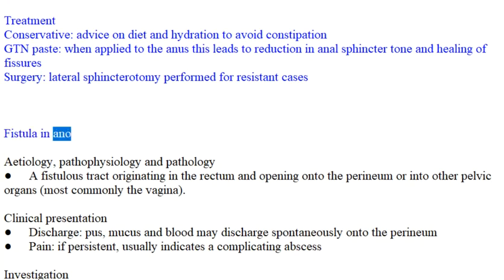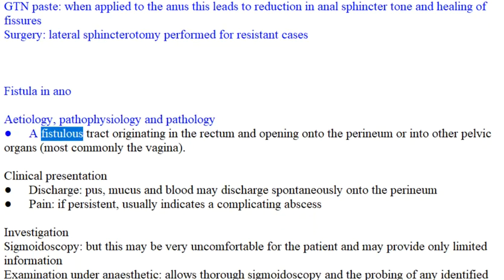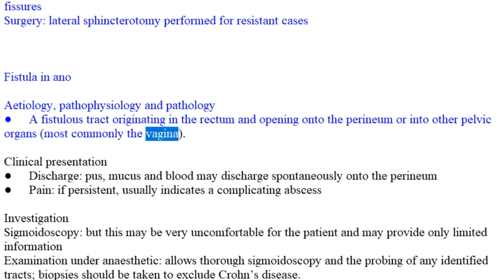Fistula in ano. Etiology, pathophysiology, and pathology. A fistulous tract originating in the rectum and opening onto the perineum or into other pelvic organs, most commonly the vagina.